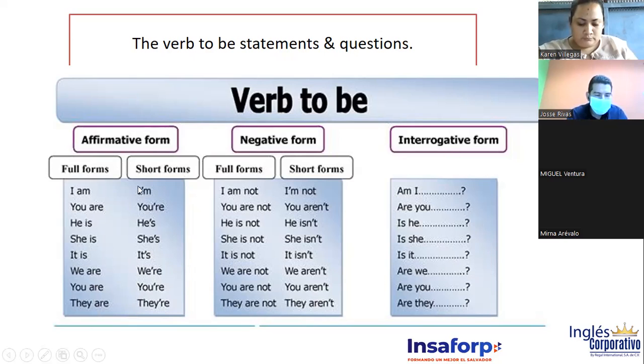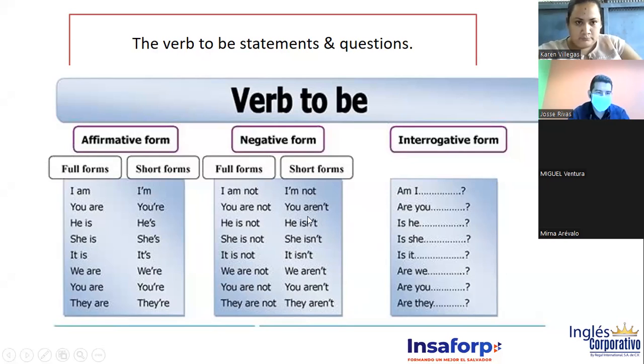Now, this is in affirmative form, but we make it negative by adding not. Solo le agregamos el not. I am not. You are not or you aren't. He is not or he isn't. She is not, she isn't. It is not, it isn't. We are not, we aren't. You are not, you aren't. They are not, they aren't. Estas son en negative form. They are in negative form.